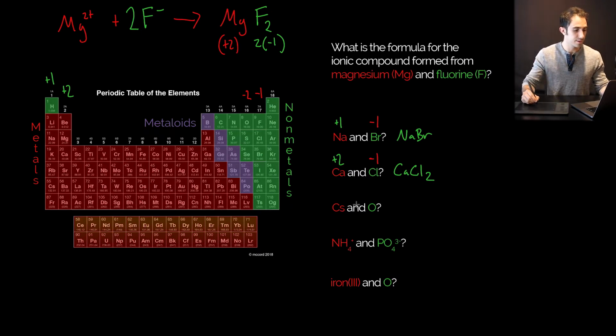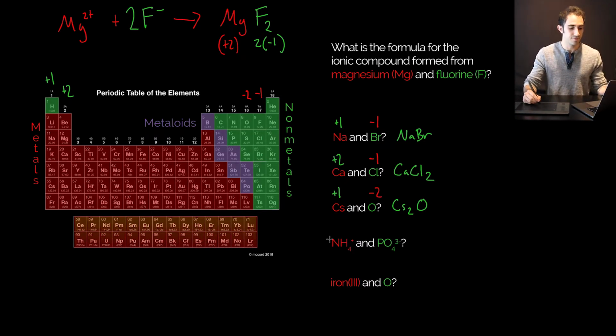So cesium and oxygen. So cesium is way down here, but it's still in 1A, so that's going to be +1. Oxygen is over here in 6A, so that's going to be -2. Therefore, now I'm going to multiply that cesium by 2 to balance out with the oxygen. So Cs2O. And that's our ionic compound.